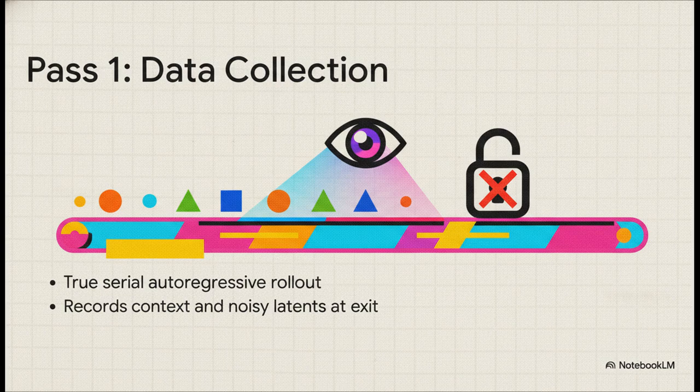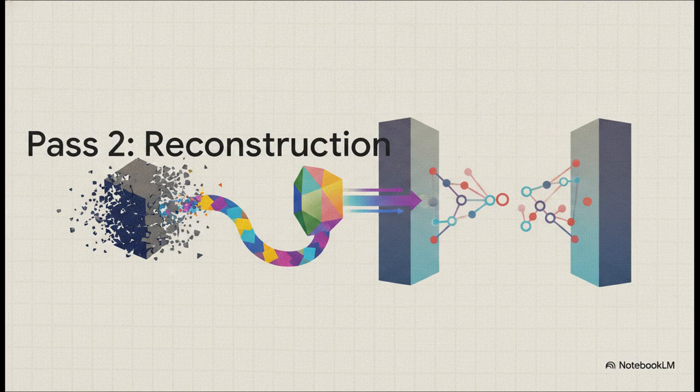Let's break down Pass 1. Think of this strictly as an inference matching data collection phase. The model executes a true serial autoregressive rollout exactly as it would during generation, but with gradient tracking completely shut off. The system just records the self-generated context and the noisy latents being fed to the model at a specific randomly sampled denoising exit step. Simple enough, right? Then we hit Pass 2, and this is where the algorithmic magic happens.